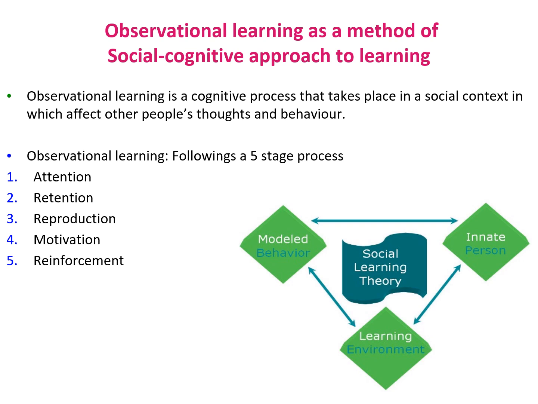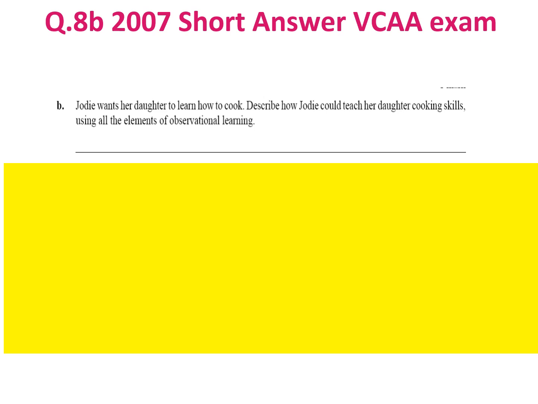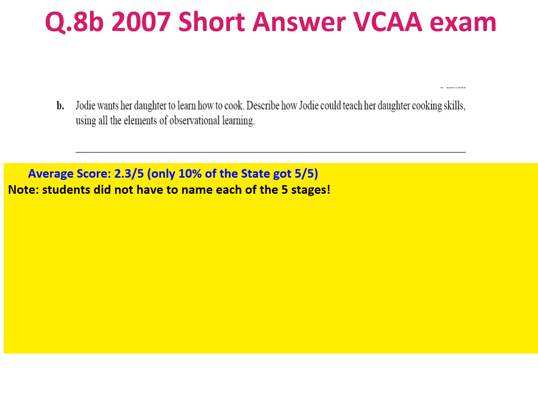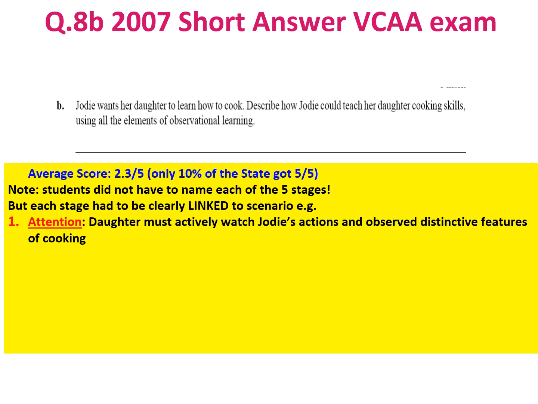Here's a few tips when I go through this next question. This question is really retro, from an exam in which some of you guys were born, but we've got a 5 marker here. Jodie wants her daughter to learn how to cook. Describe how she could do that via observational learning. Check out the stats. Students struggled on this, even though it's a fairly simple task, you'd think. The reason why students lost marks on this is simply a failure to clearly link each stage to the scenario.